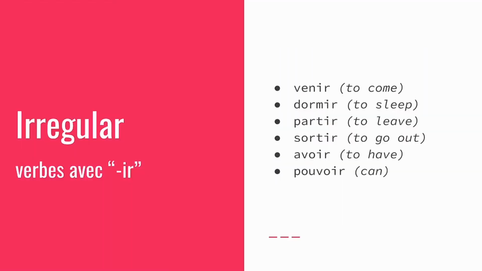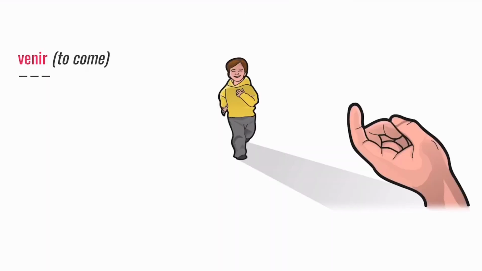For our irregular IR verbs, we have venir, dormir, partir, sortir, avoir, and pouvoir. So let's conjugate venir.